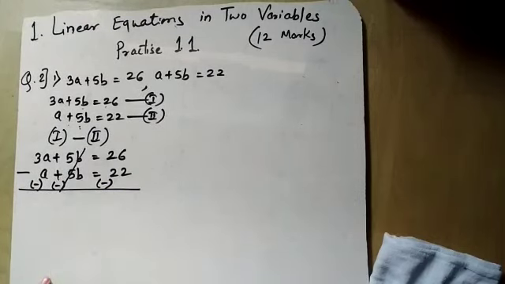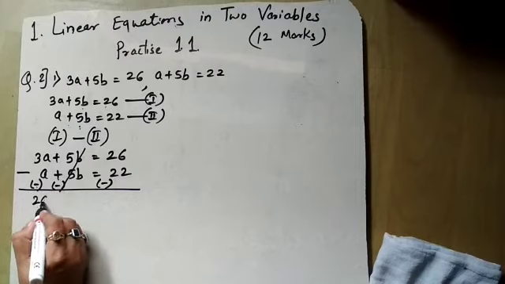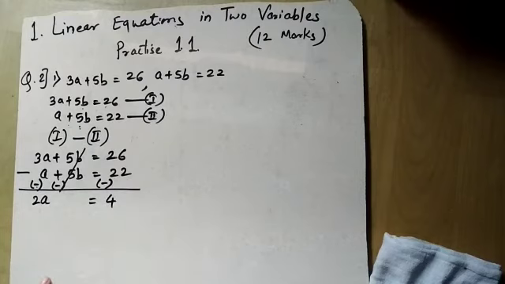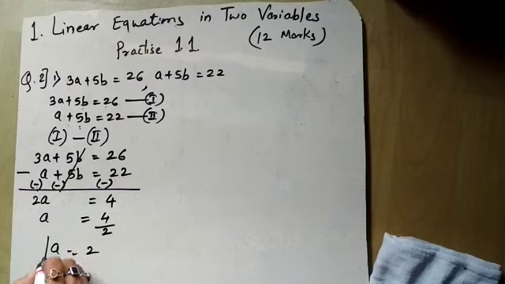5b gets cancelled because of now opposite sign. 3a minus a will be 2a and 26 minus 22 will be 4. a is equal to 4 upon 2. a equal to 2. We got the value of one variable.